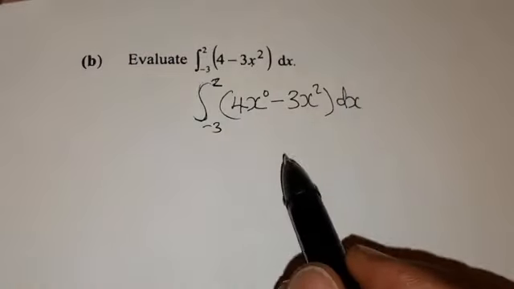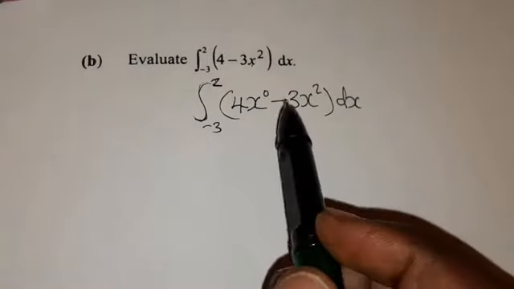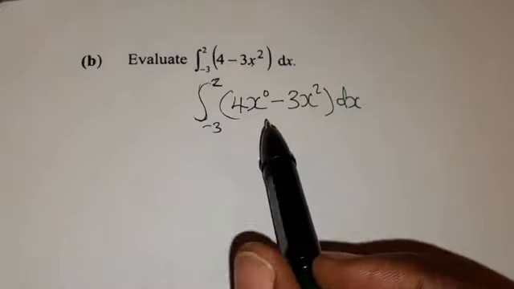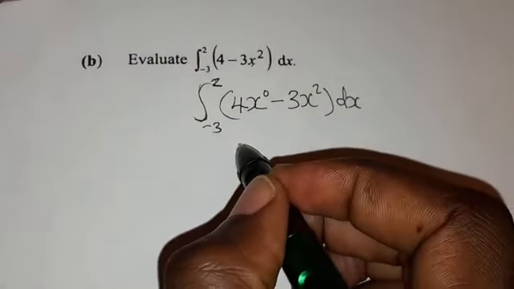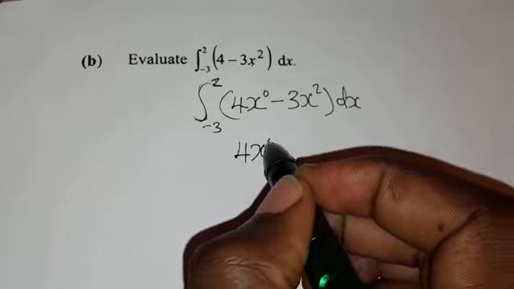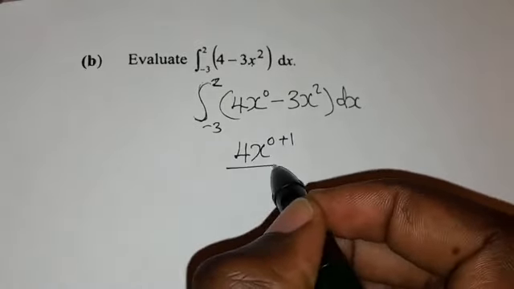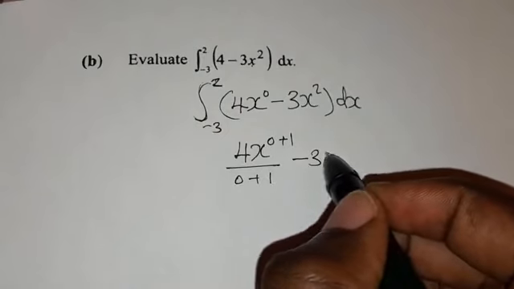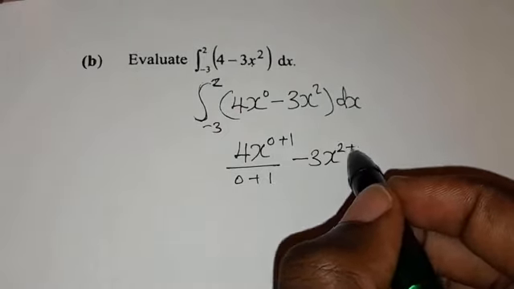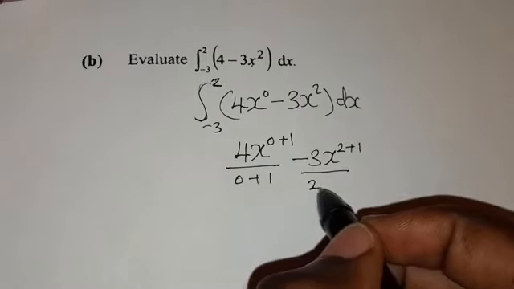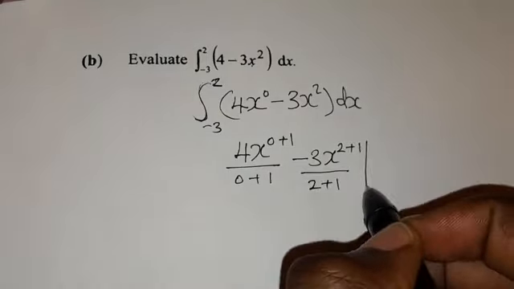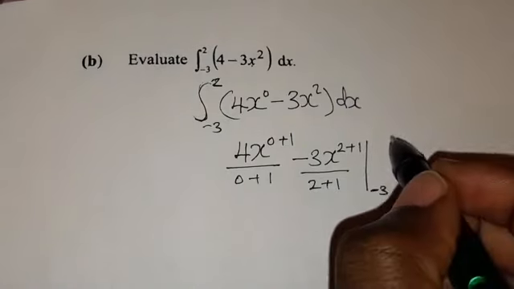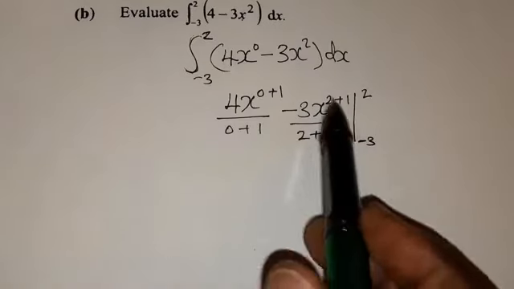To integrate means you need to add 1 to the power and then divide by the new power. So we're going to have 4x to the power 0 plus 1 over 0 plus 1, minus 3x to the power 2 plus 1 over 2 plus 1. Then we are integrating with limits from -3 to 2.